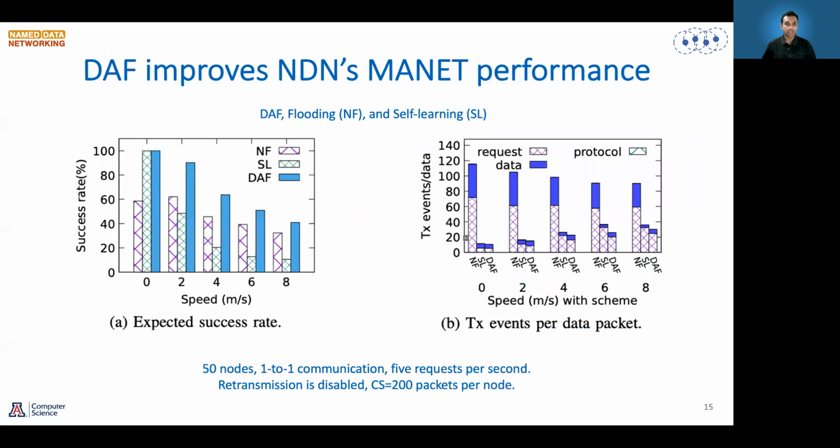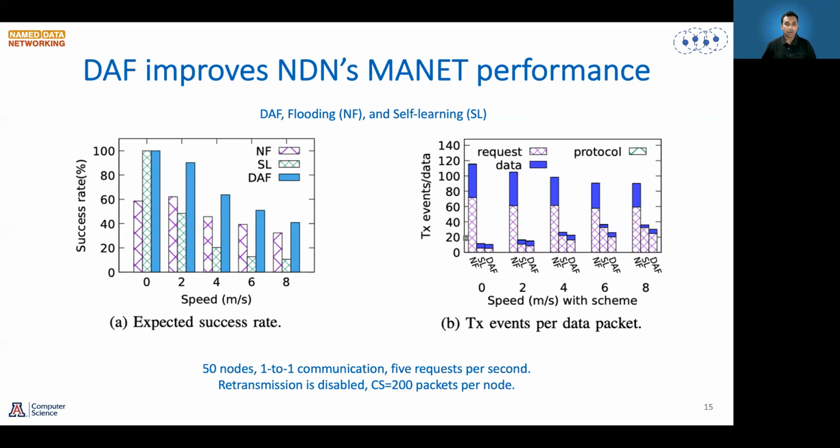We start with the results from one-to-one communication, where each consumer peer exchanges a unique name prefix. NF represents flooding and SL represents self-learning. The x-axis on both plots shows different moving speeds of nodes. The y-axis on the left plot shows the data retrieval success rate, and on the right plot, we have the network transmission events per data packet received. Note that neither of them has any separate protocol message overhead.